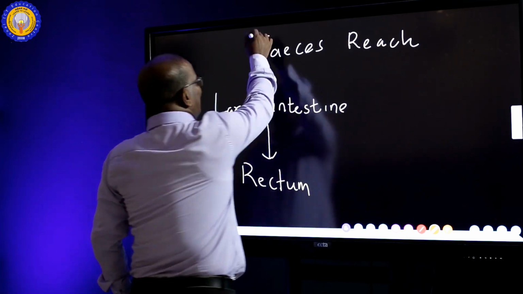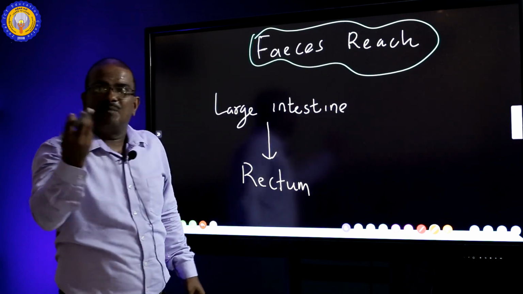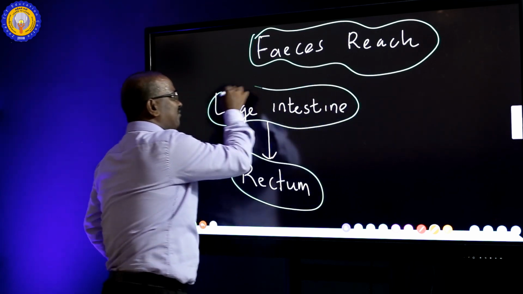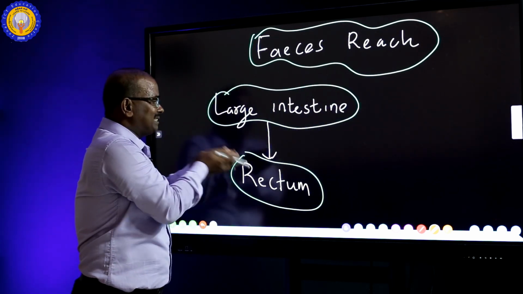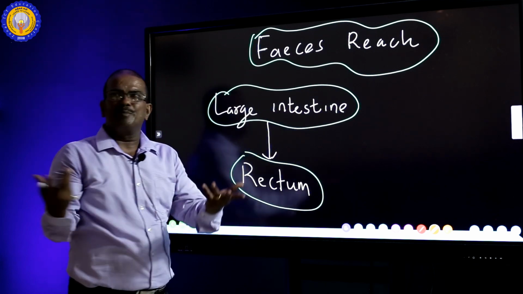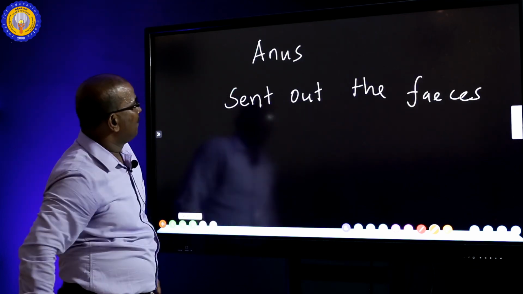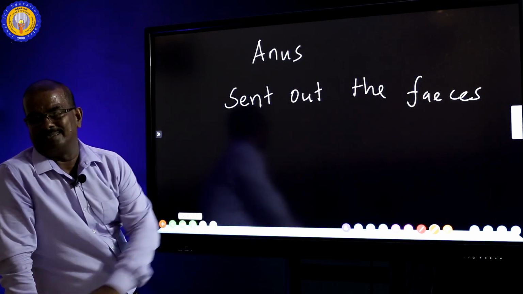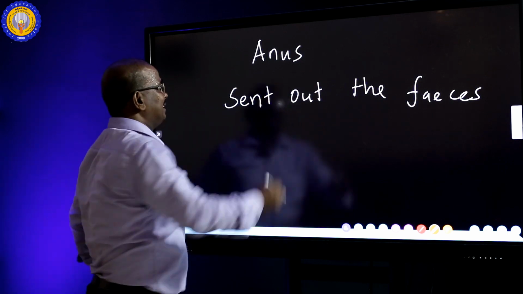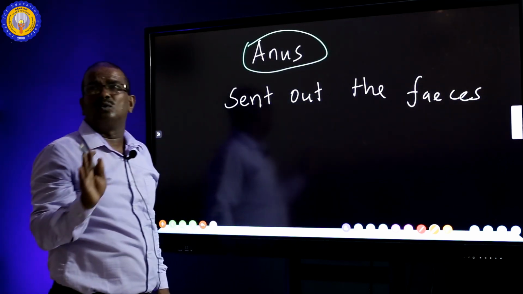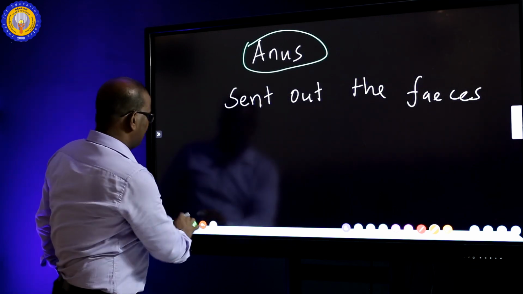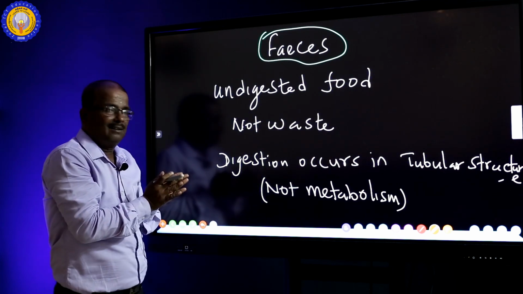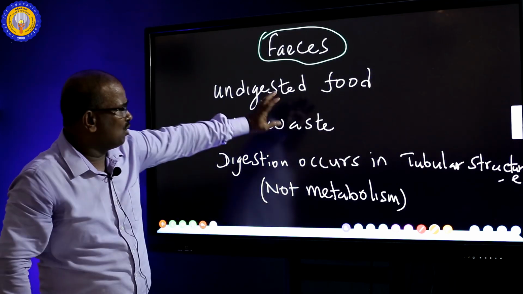So feces now reach from the large intestine to the rectum. Undigested food is the feces. பெருங்குடலிலிருந்து நேர்குடலுக்கு மலம் வந்து சேருகின்றது. Anus sends out the feces. இந்த மலத்தை வெளியேற்றுகின்றது. That is defecation. Defecation என்று சொல்லுவோம். This is the organ, but it is not an excretory organ. It only sends out the undigested food, feces. Feces is the undigested food, not the waste.